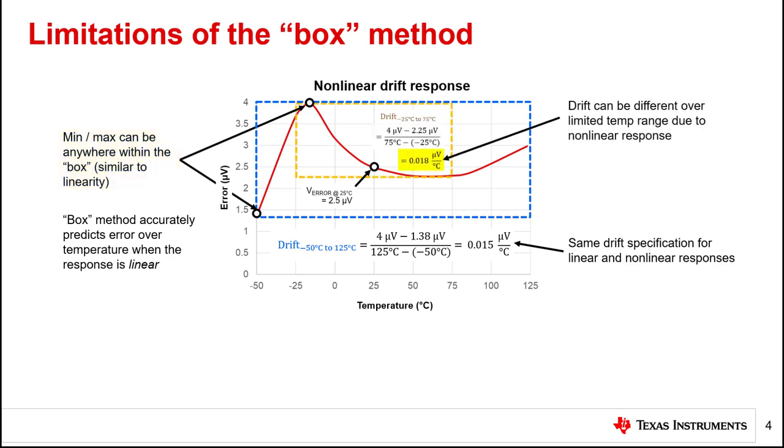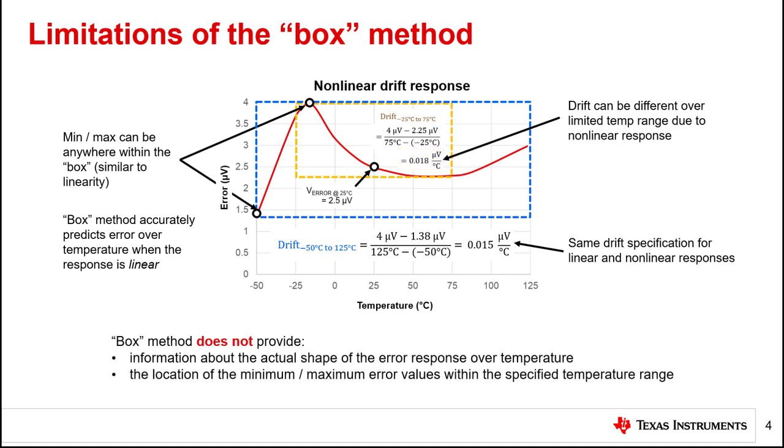As a result, a more limited temperature range can provide different drift values depending on the actual shape of the error response. The example in orange shows that the box method yields a temperature drift of 0.018 microvolts per degree Celsius from -25 degrees Celsius to 75 degrees Celsius. Ultimately, there are some limits to using the drift values derived using the box method. First, the box method does not provide any information about the actual shape of the error response over temperature. Instead, the box method provides a linear approximation of the error drift over the temperature range.